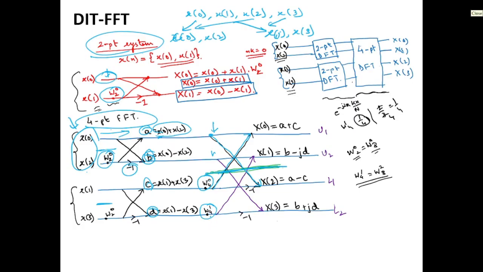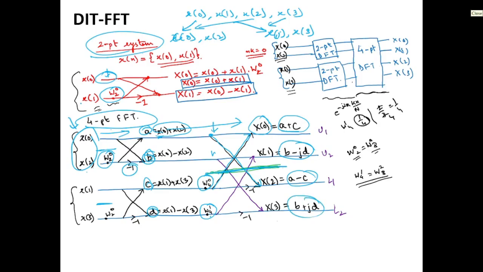Okay. So once you are having this, what happens? If you see x of 0, A, it directly comes over here, and C gets multiplied with W04, which is 1. It comes over here. So we get x0 as A plus C. Okay. And if you look over here, we get x2 equals A minus C. Okay. Similarly for x1 and x3.